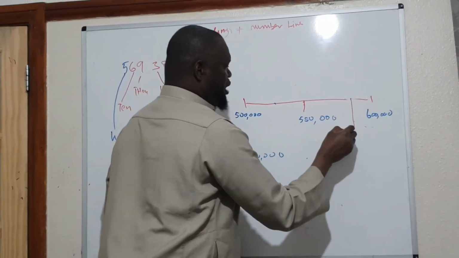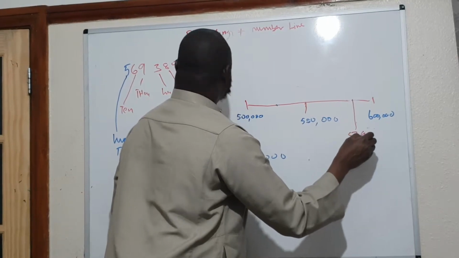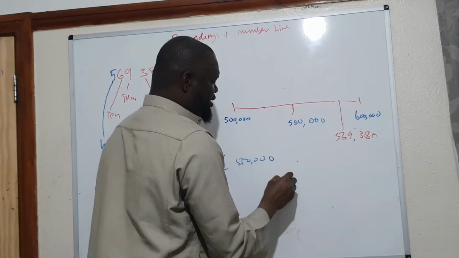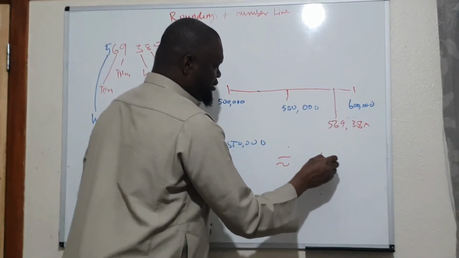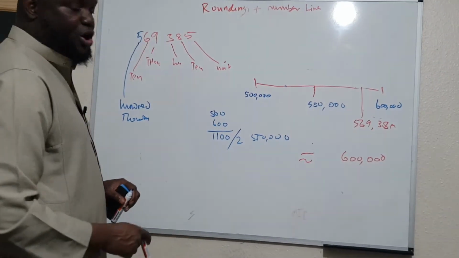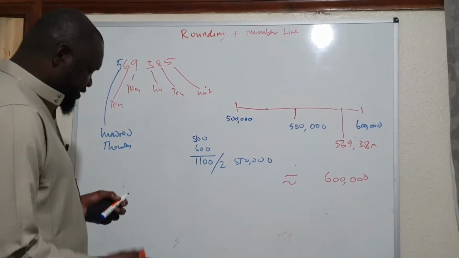Our number is 569,385. Therefore, the nearest is 600,000. To the nearest 100,000. Remember, we are rounding to the nearest 100,000. So your answer is 600,000.